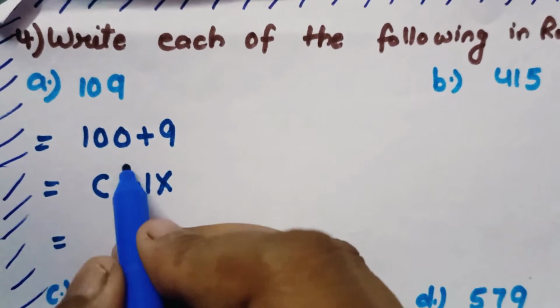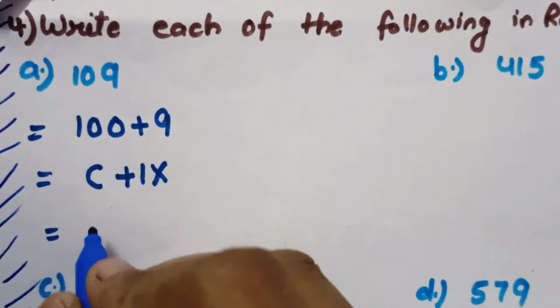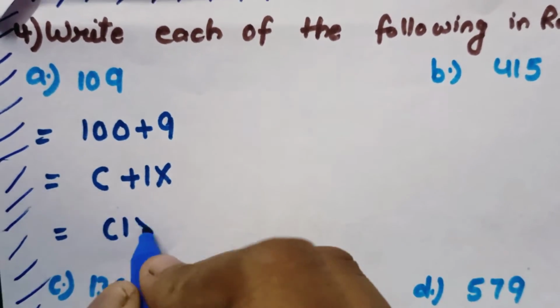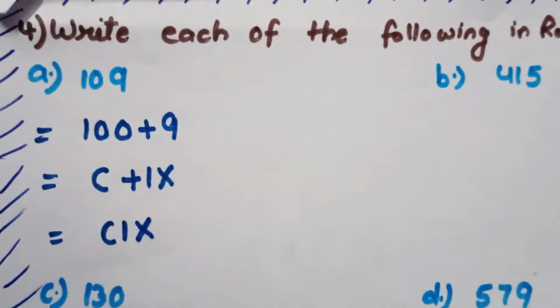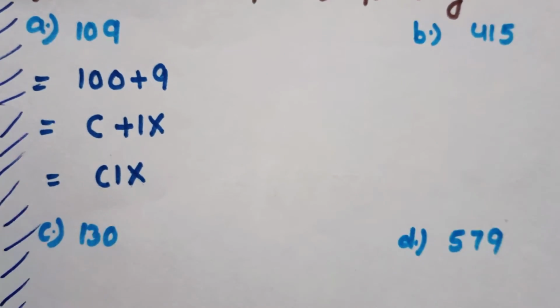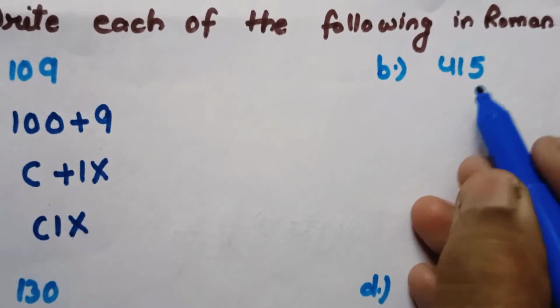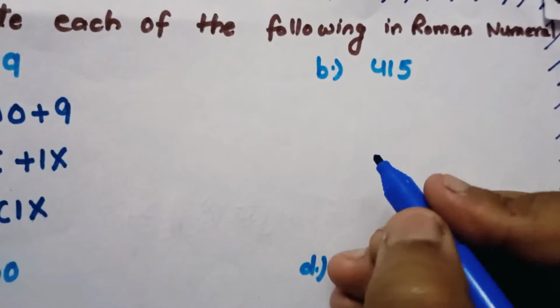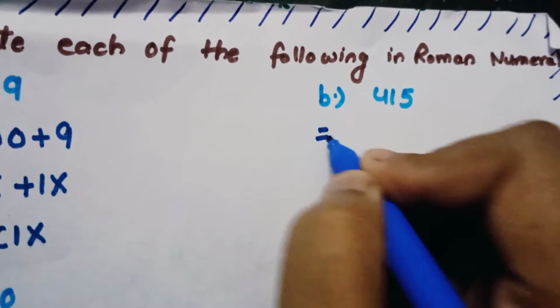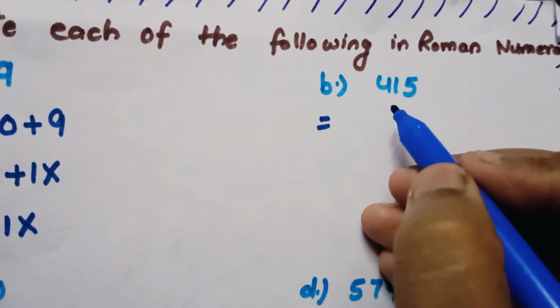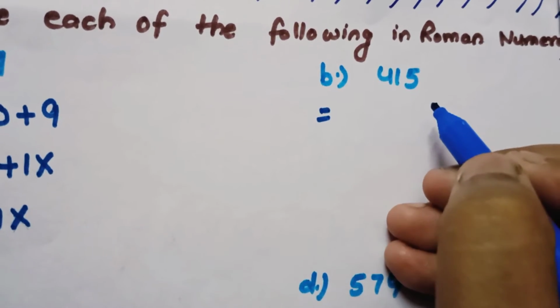Our final answer will be to remove this plus sign and join these Roman numerals together. So this is our complete answer. Now B part is 415. How to solve it now? How to come to know what is the Roman numeral of 415?